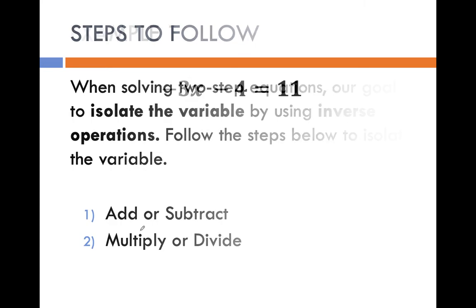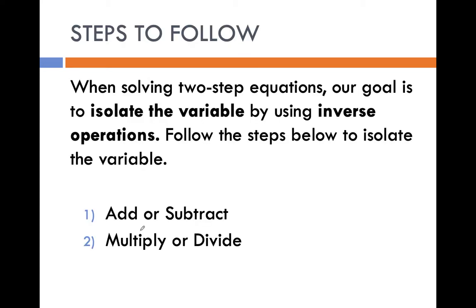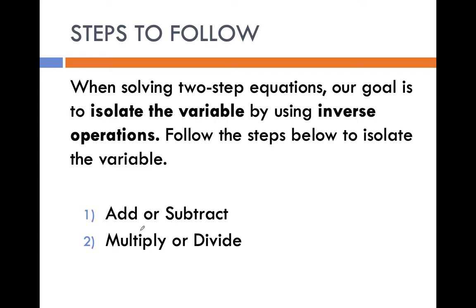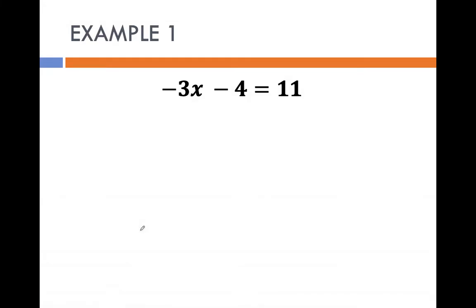And if you look at the example that we just did, you'll notice that we, in fact, subtracted first and then divided. And that's important that when we're solving these two-step equations, 99% of the time, we add or subtract first and then multiply or divide. So let me show you an example of a two-step equation.